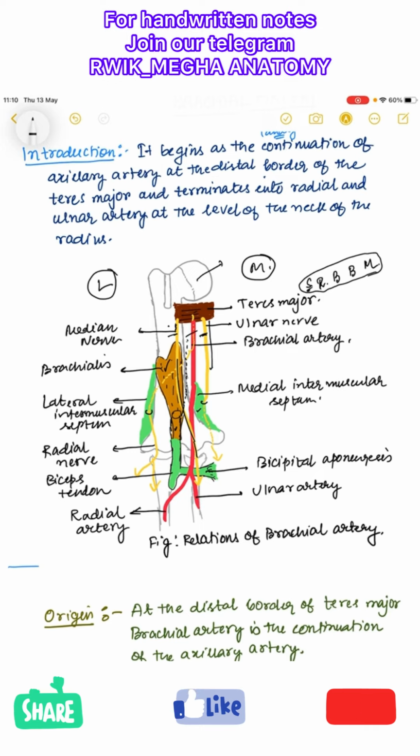So this coracobrachialis muscle also lies here, right? Along the medial aspect of the humerus. So this coracobrachialis muscle also comes in the lateral relation of this brachial artery in the upper part. Why? Because the coracobrachialis muscle starts from the coracoid process and gets inserted in the middle of the medial border of the shaft of the humerus.